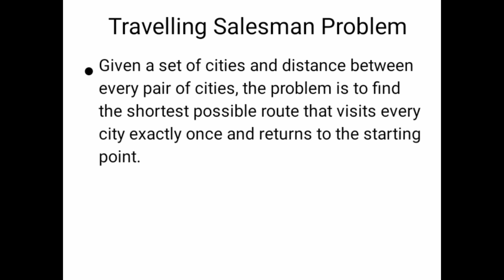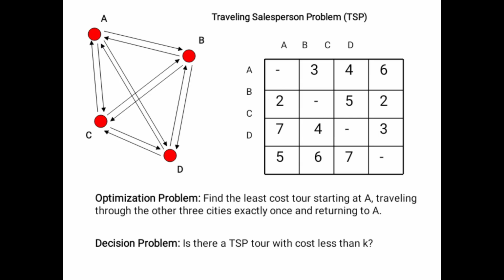That is, given a set of cities and the distance between every pair of cities, the problem is to find the shortest possible route that visits every city exactly once and returns to the starting point. The problem can be modeled by a directed weighted graph where the vertices of the graph represent various cities and the weights associated with edges represent the distance between two cities or the cost involved while traveling from one city to another city.